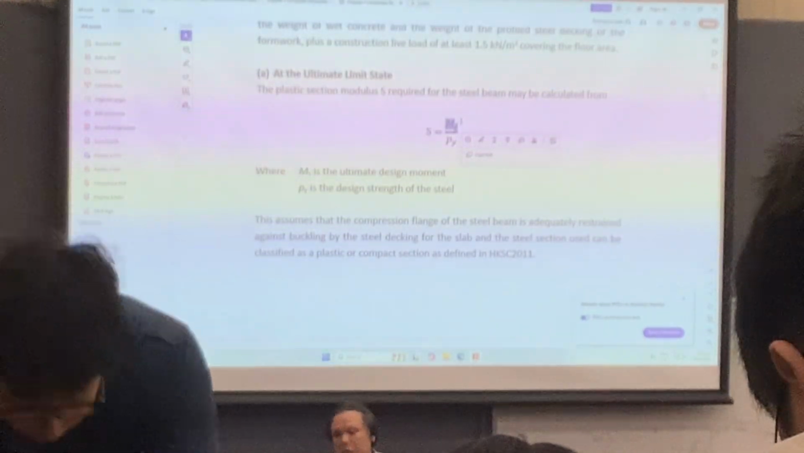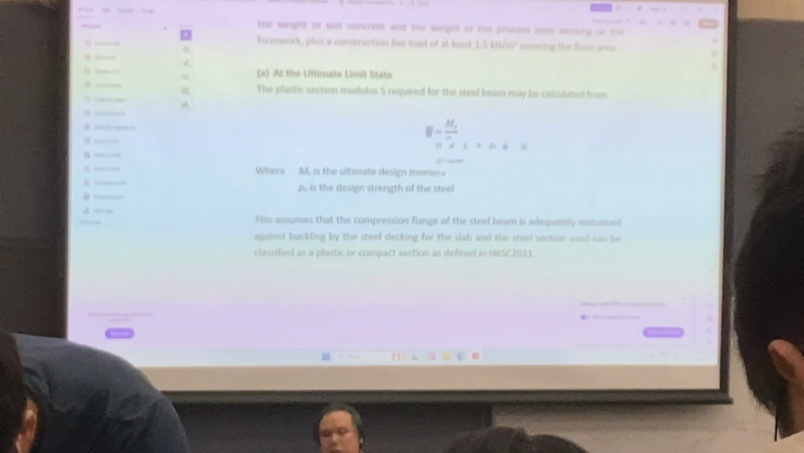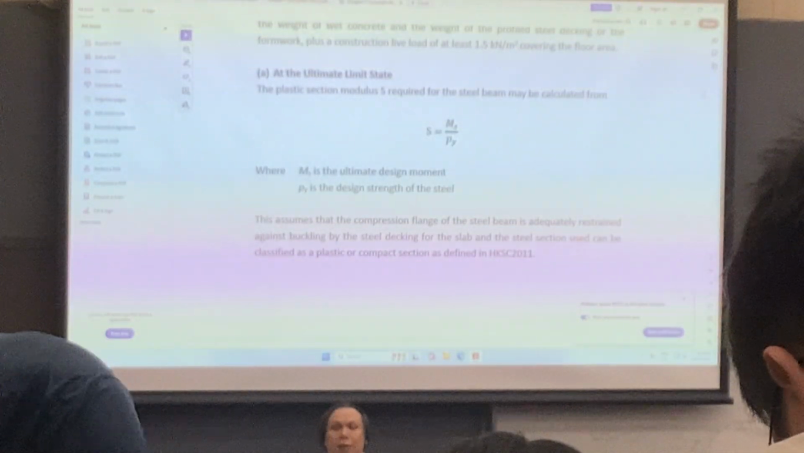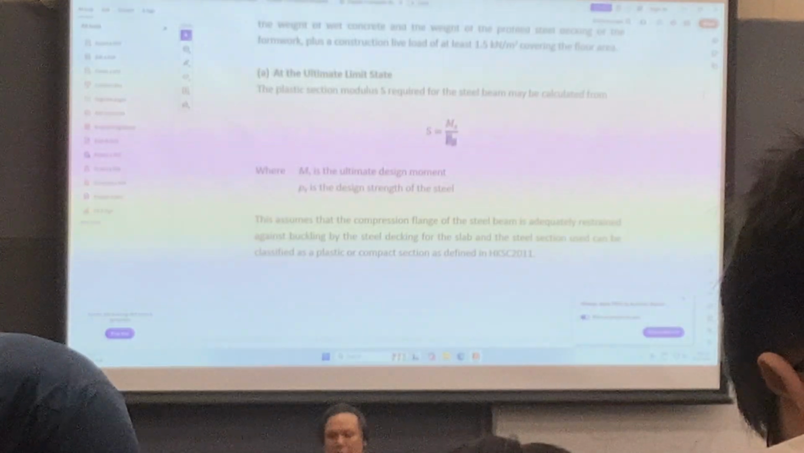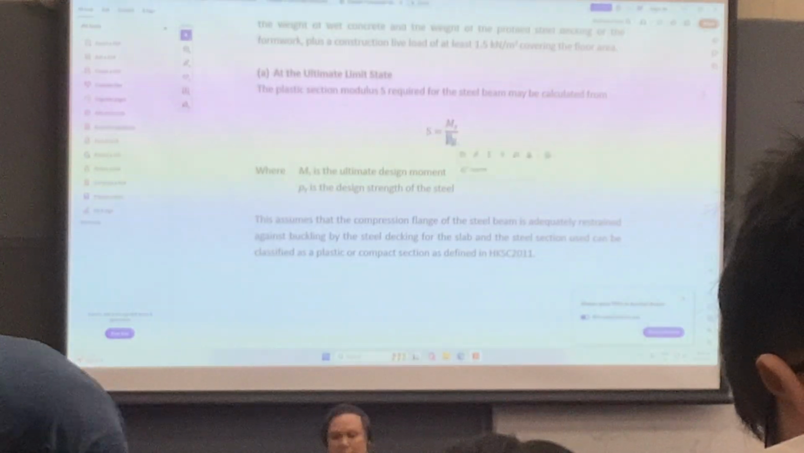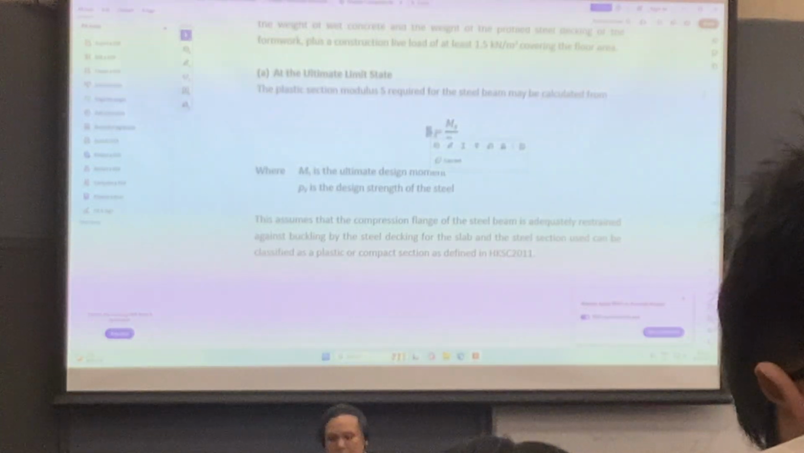So when you have a class 1 section, that means you can have Py times S, then you can have your plastic moment capacity. Okay? So you just have the Py, that means the design strength, and then times S, then you can get your moment capacities, okay?